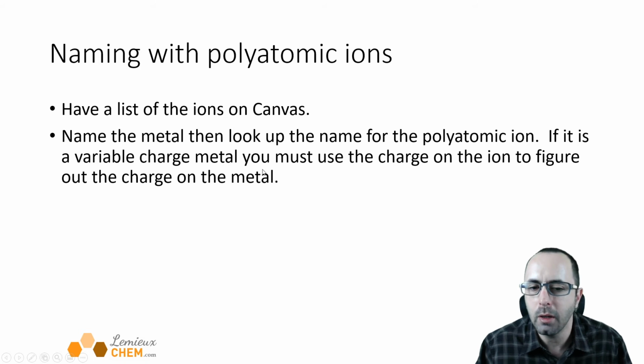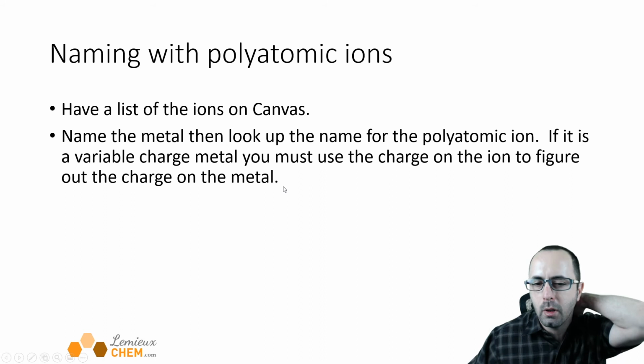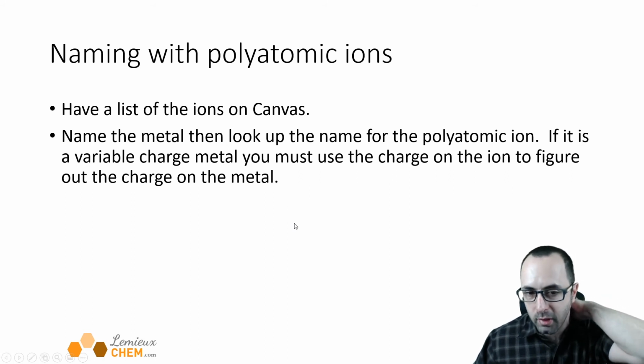The variable charge metal rule still applies. If you have a variable charge metal, the metal ion will have a Roman numeral with it.